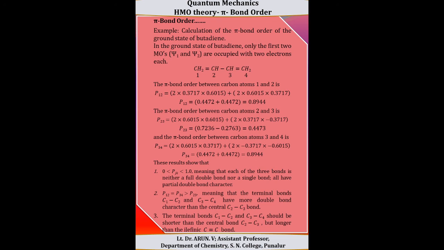Also, P12 is equal to P34, which is greater than P23. This means that the terminal bonds C1-C2 and C3-C4 have more double bond character than the central C2-C3 bond. Also, the terminal bonds C1-C2 and C3-C4 should be shorter than the central bond C2-C3, but longer than the olefinic C double bond C bond.